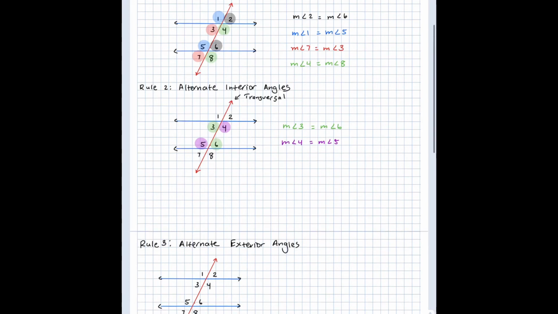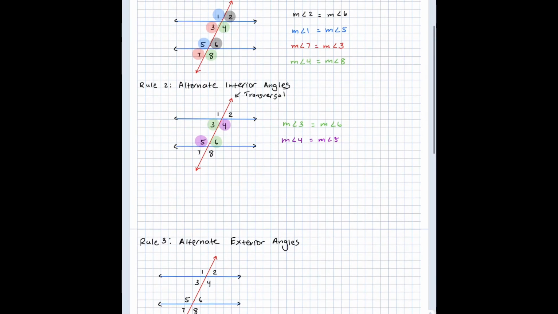So the angles that alternate on the exterior first are 1 and 8. So what we know about these two angles, they have the same measurement. That means 2 and 7 also are going to have the same measurement.